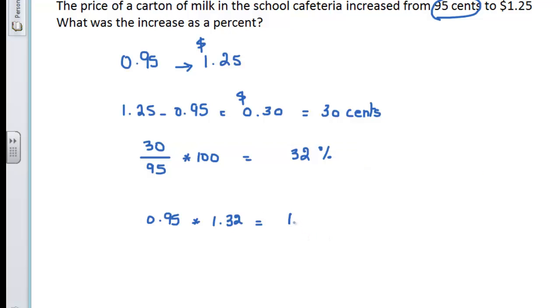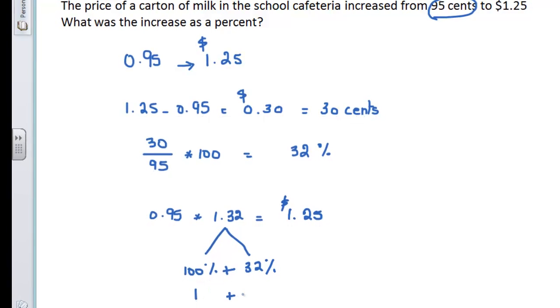So here, if it's $1.25, that means I did a good job. And again, don't forget the 1.32, that means 100% and the 32% together. Or you can say 1 plus 0.32 in the form of a decimal.